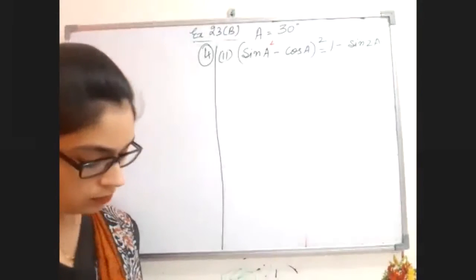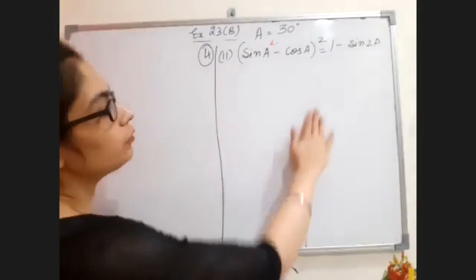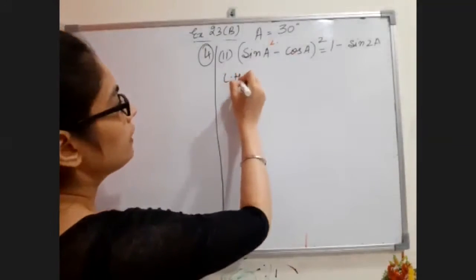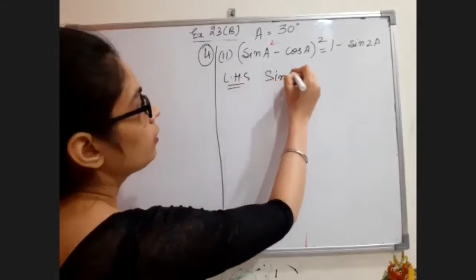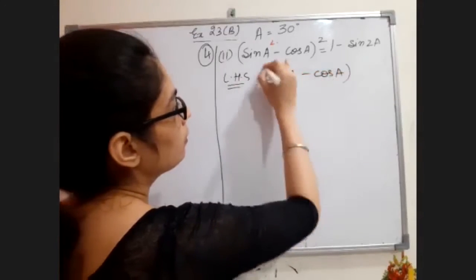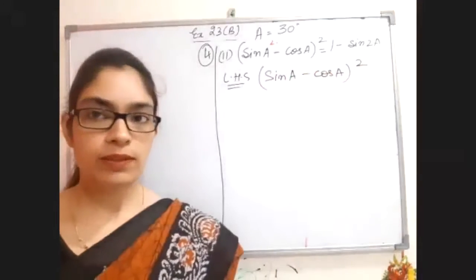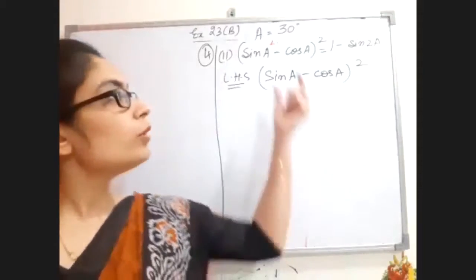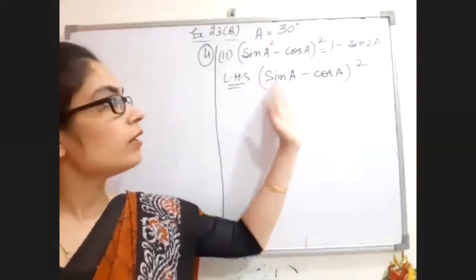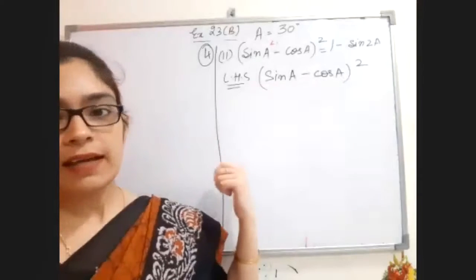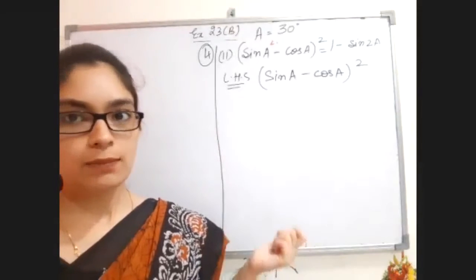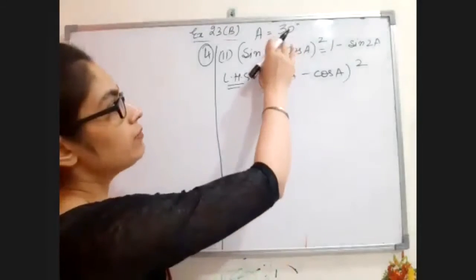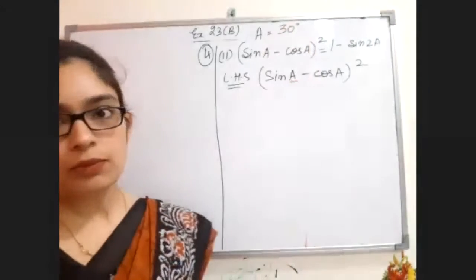Miss, you separated it, you can do it, no problem. We will do it separately. So left hand side, (sin A minus cos A) whole square. Can anyone tell me what should we do here? A minus B whole square. Yes, very good. A minus B whole square, if you want, that also we can do. Both ways it's possible, because directly we can also substitute the value of A.